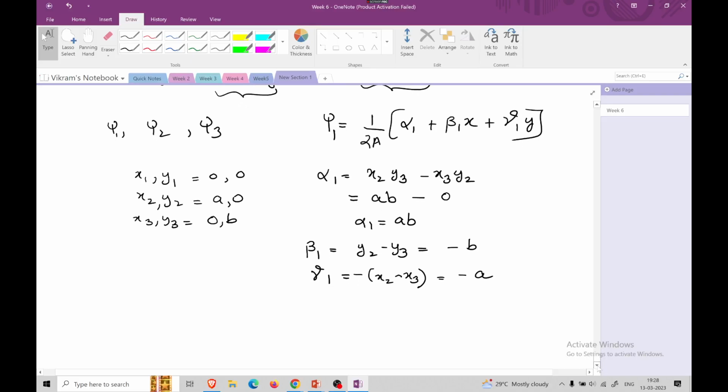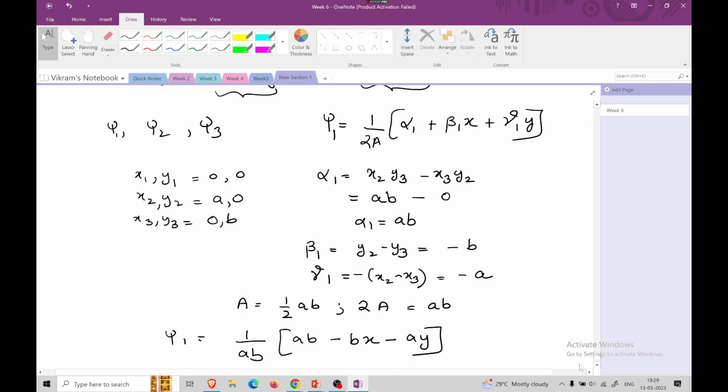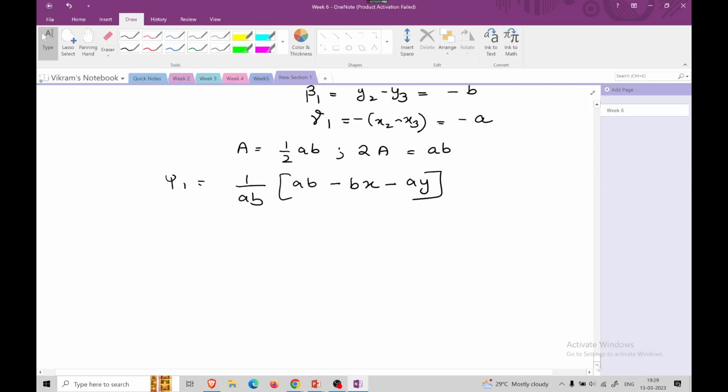My area is half into base into height, so 2A is equal to ab. So ψ1 is equal to 1 by ab, α1 is ab, β1 is minus b x, γ1 is minus a y, correct? If I simplify this, it becomes 1 minus x by a minus y by b, ψ1.